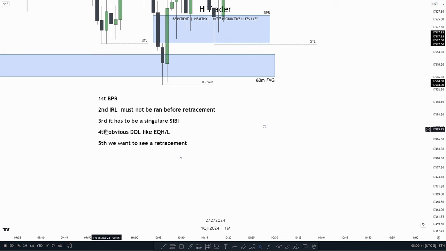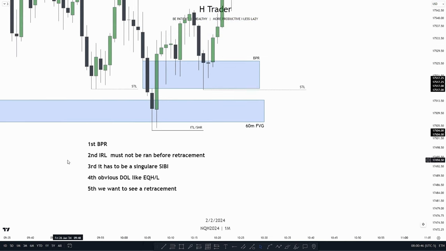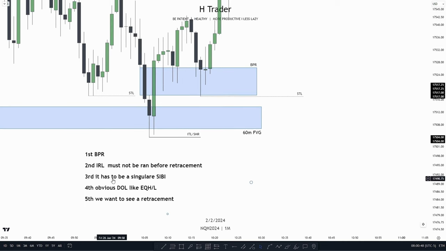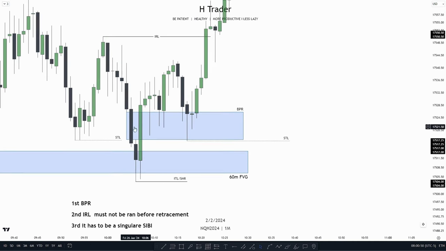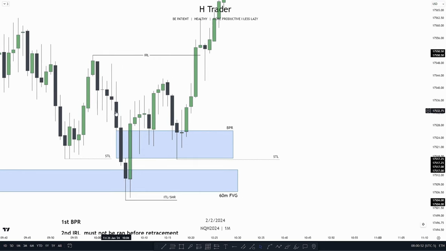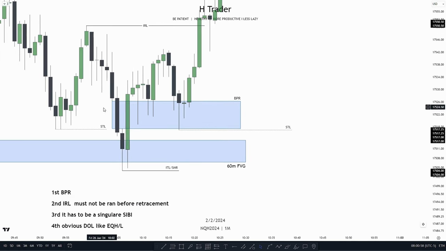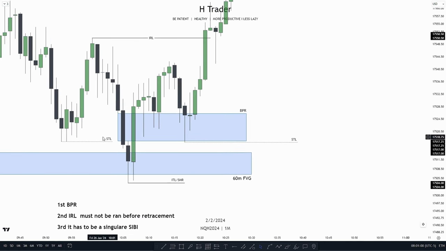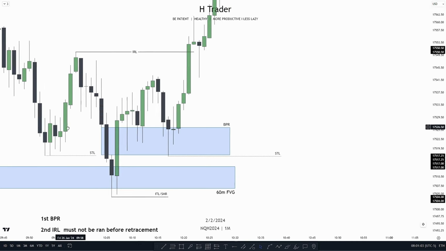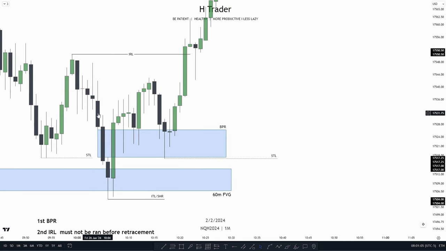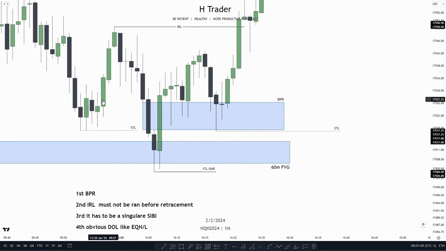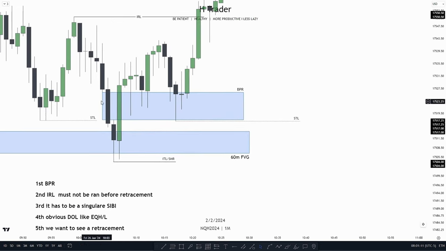And third, it has to be an obvious draw on liquidity. And fourth, it has to be a singular CB. So we see right here there's a singular CB. But this CB up here, we do not use, as there is no fair value gap within here. And this fair value gap overlaps this CB. So now we also see that this BISI didn't overlap the CB up here. So this is the balanced price range you want to use.